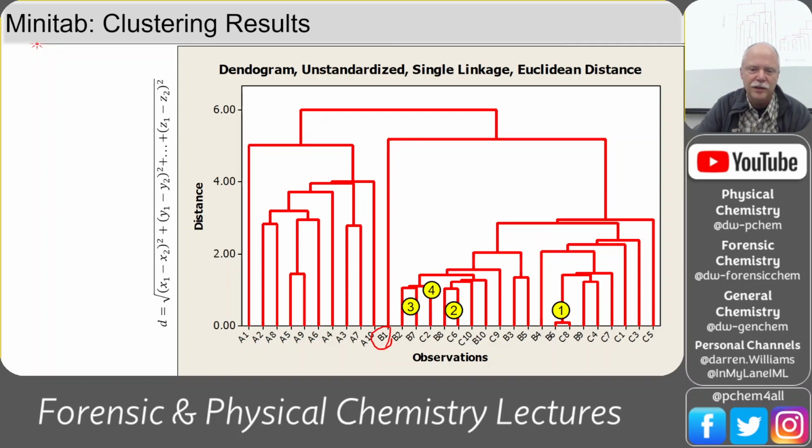Then C2 joins in. So I'm just kind of working my way up, and I have all of those combined. And then here's C4 and B9. Notice I'm saying C and B, B and C, B and B. All of these are intermixed.